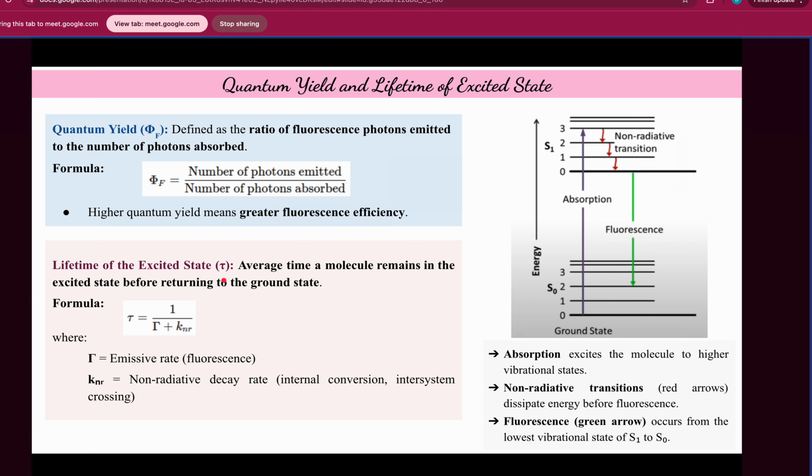That's why the lifetime of the excited state is very important to calculate, to find out what my intensity will be, how many photons it will emit in fluorescence. If it has a shorter lifetime of the excited state, then the fluorescence will be quite high because it is spending less time, so less vibrational relaxation will be happening. Absorption excites a molecule to higher vibrational states. Then there will be non-radiative transitions, which dissipate the energy before the fluorescence. And ultimately, fluorescence will move the electron from the S1 state to the S0 state by releasing light of a particular wavelength.